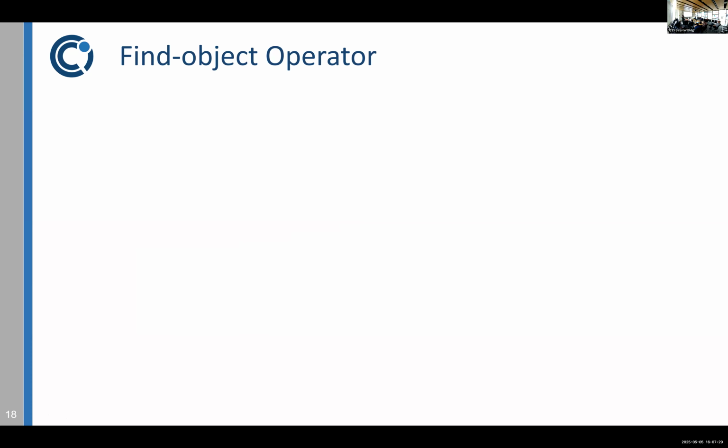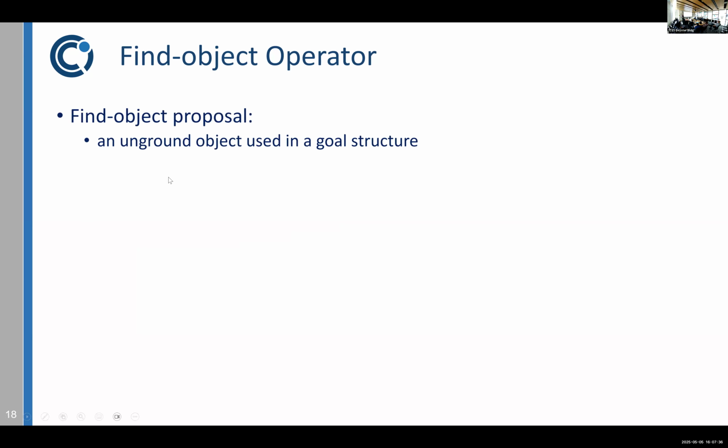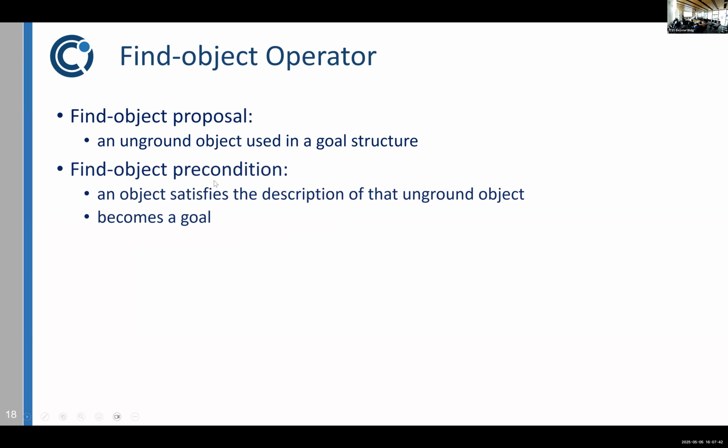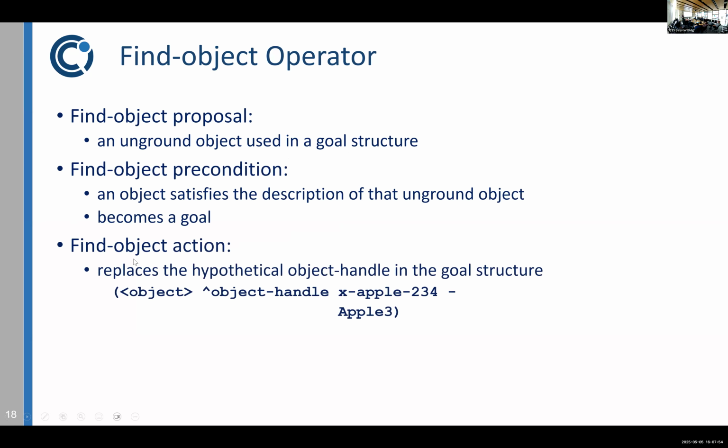We want to have an operator that is going to help us achieve finding that apple. So we have this operator called find object that looks for ungrounded objects in the goal structure. What it does is, its precondition sets up subgoals, meaning we want a subgoal now to find an object that satisfies that description. And that's going to become a goal. Once that applies, the find object operator replaces that hypothetical one with one we actually find.